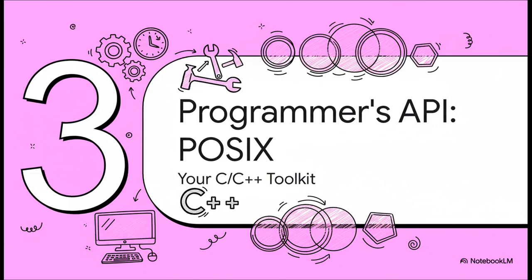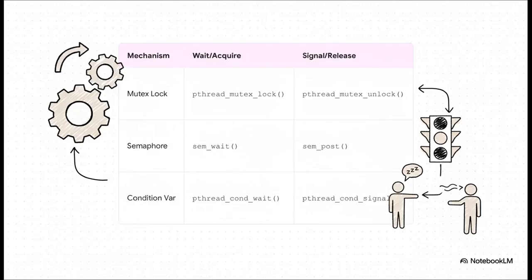We'll start with the C and C++ world. If you're on any Unix-like system, and that includes Linux and macOS, the standard you're going to live by is POSIX, specifically the pthreads library. Now, for your exam, you just flat out need to memorize these function names. If you need a simple lock, what do you use? pthread_mutex_lock and pthread_mutex_unlock. Easy. Need a semaphore? You've got sem_wait to wait or decrement, and sem_post to signal or increment.